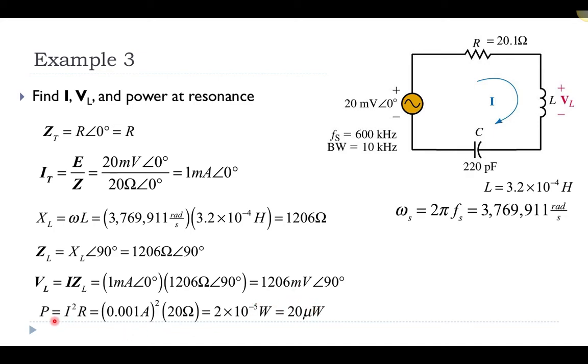I can now figure out what the power is at resonance. It would be the amplitude of the current squared times the resistance. The current is 1 milliamp, so I've converted that into amps. Square it times 20 gives me 2 times 10 to the minus 5 watts, or 20 microwatts. So we have very small numbers here. I mean, 20 millivolts is pretty small. 1 milliamp is a very small number. And my resistance is not very large, so I would expect a pretty small power in this circuit.